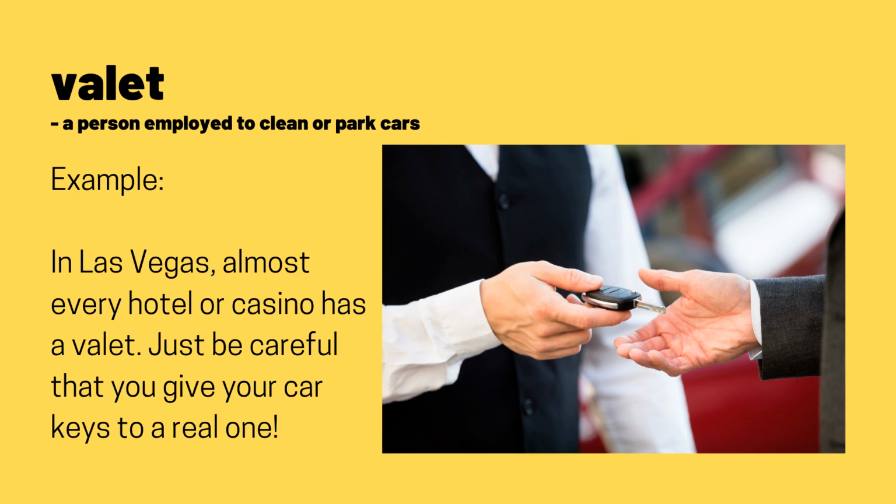You might be thinking that's a strange pronunciation, especially for a word to end in ET. And yes, this comes from French, so it is not really a properly English word, but it is used in English-speaking countries. It is more common in America than the UK, but we also use it here sometimes. A valet is a person who will park your car when you go to a hotel or a casino. An example sentence would be, in Las Vegas, almost every hotel or casino has a valet. Just be careful that you give your car keys to the real one. And this is true. There are some people who will pretend to be a valet in order to steal cars.